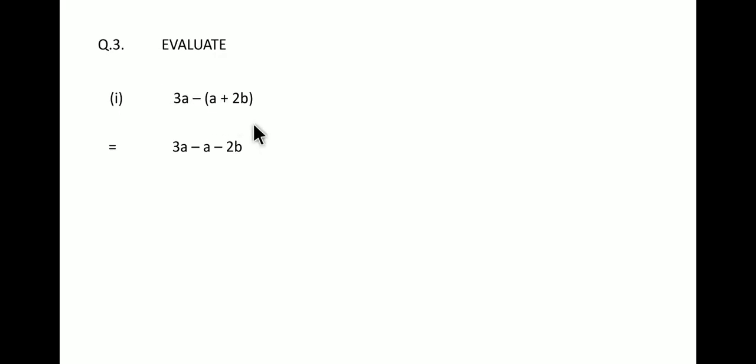So now take the like terms, 3a and minus a. The two like terms, 3a and minus a, are simplified as 2a. Different signs, subtract, and minus 2b. Now 2a minus 2b, they are unlike terms and cannot be simplified further. So 2a minus 2b becomes your answer.